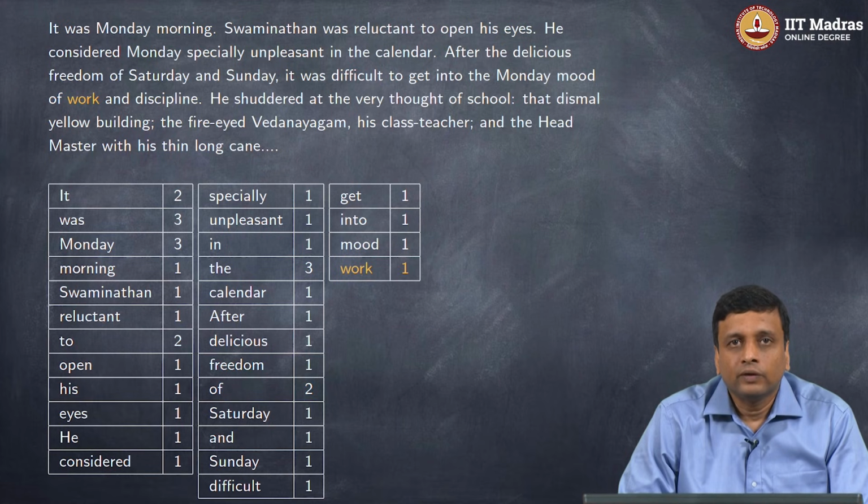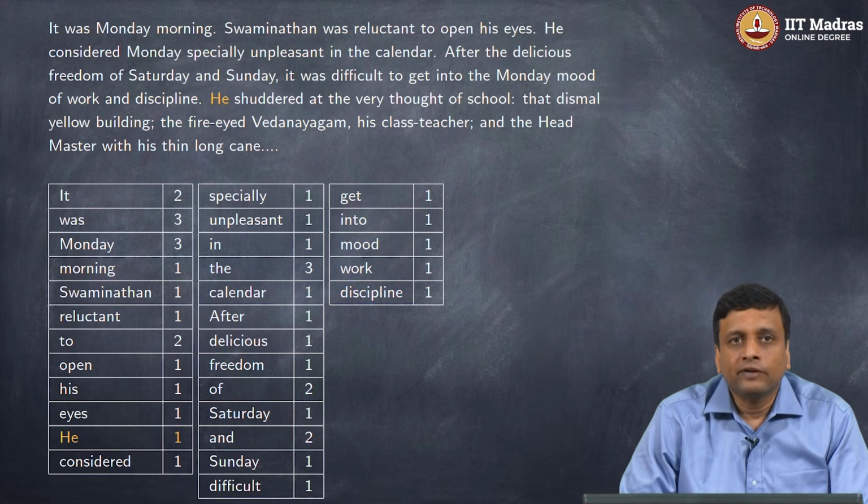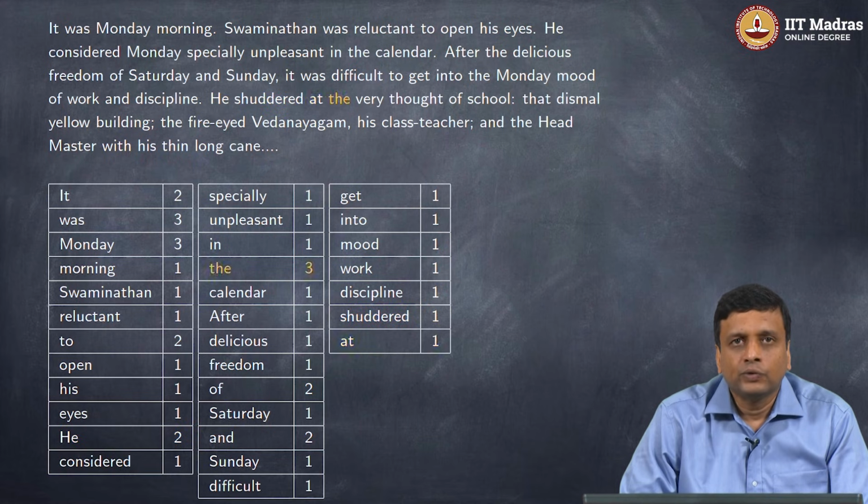Work is new. And has been seen before. So, it goes from 1 to 2. Discipline is new. He again we have seen before. This time we have actually seen it twice with a capital H. As we said, it does not matter whether it is capital or small, but he goes from 1 to 2. Shuddered is new. At is new. The is old. So, it goes from 3 to 4. Very is new. Thought is new. Of is old. It goes from 2 to 3.